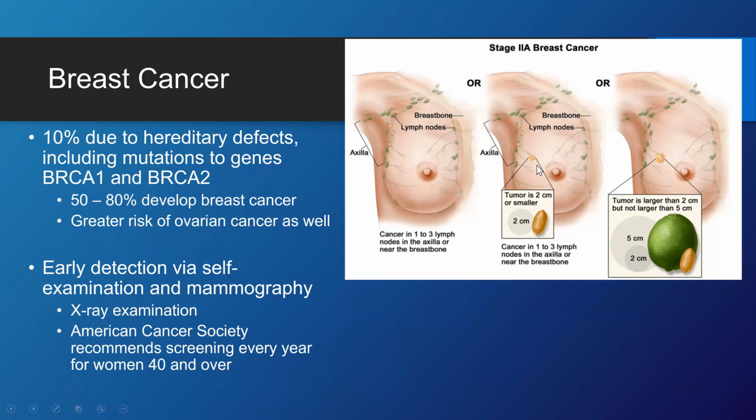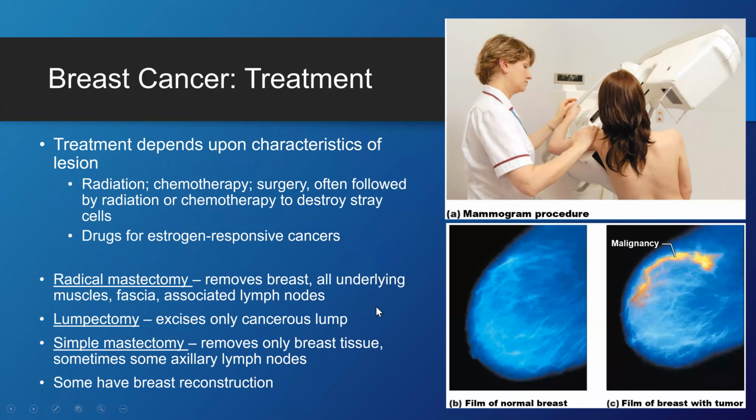But breast cancer can be local and just affect the breast tissue and local lymph nodes. But if it's entering lymph nodes, there is a huge possibility that with the lymph, it will spread through the body. Treatment depends on characteristics of the lesion. It can be radiation, chemotherapy, surgery, often followed by radiation and chemotherapy to destroy stray cells, drugs for estrogen responsive cancers.